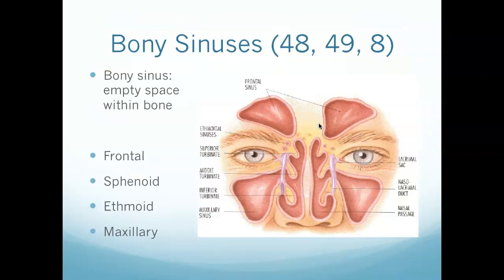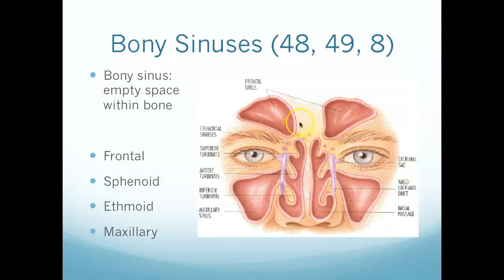And the last thing we're going to talk about are your bony sinuses. A bony sinus is an empty space within bone. It is lined with mucous membranes, and we have them named according to what bone they sit within. So first we have your frontal sinus that's located within your frontal bone. We have your sphenoid sinus, which you don't see the best here. I think I have another slide with a different view for you to see that.